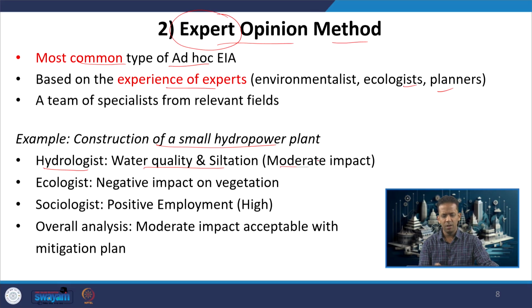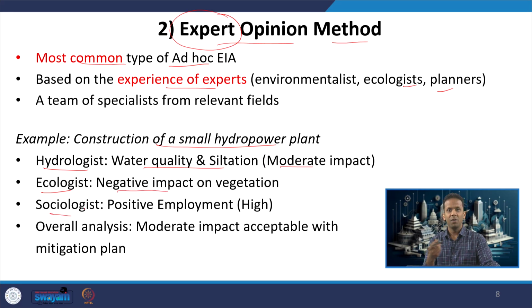In this case, suppose there is a moderate impact because it is a small hydropower plant, so there will not be a lot of siltation. So, the moderate impact on the water quality. An ecologist will consider, because of that construction facility, the dust and all, how the vegetation got impacted. It is found that it is a negative impact.